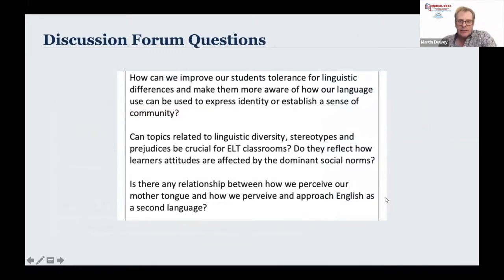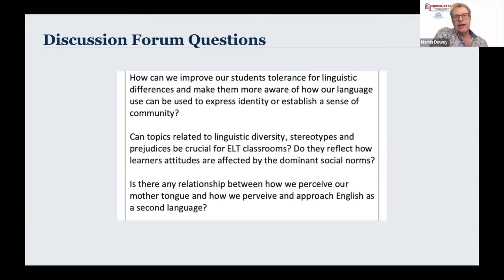Here are some examples of questions that the students have posted recently in their discussion forum following these readings. Remember, this is one of several readings in a 10-week module. And these are the kinds of questions that students post to each other in their discussion forum. So they start thinking about all of this discussion. What does it mean in a practical sense? So they get very critical. And I think these are evidence of critical reflection, critical thinking about language and language teaching practices.